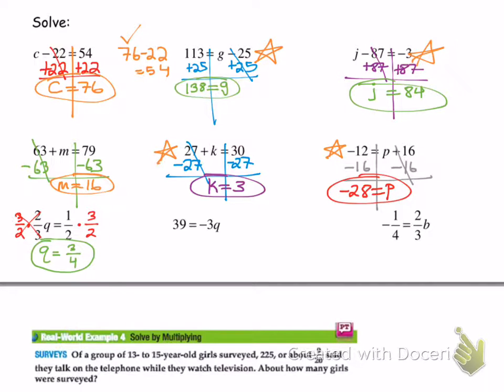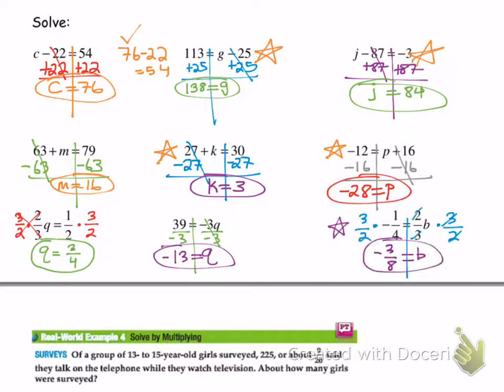My middle one here, I have 39 is equal to negative 3 times q. Since it is times q, I am going to do the opposite and divide both sides by negative 3. And so I have q is equal to a positive divided by a negative gives me a negative 13. Try this one on your own. Again, since there's a fraction being multiplied by the variable, you have to multiply by its reciprocal, and then a positive times a negative gives you a negative.